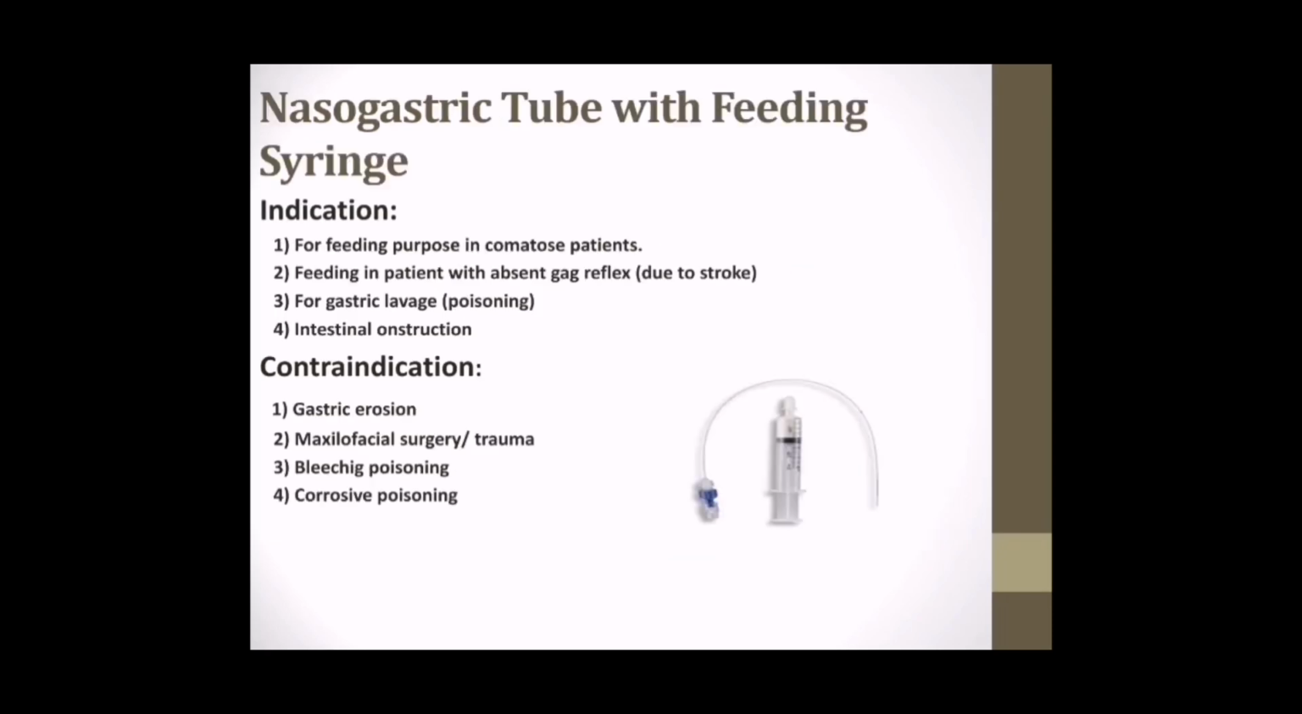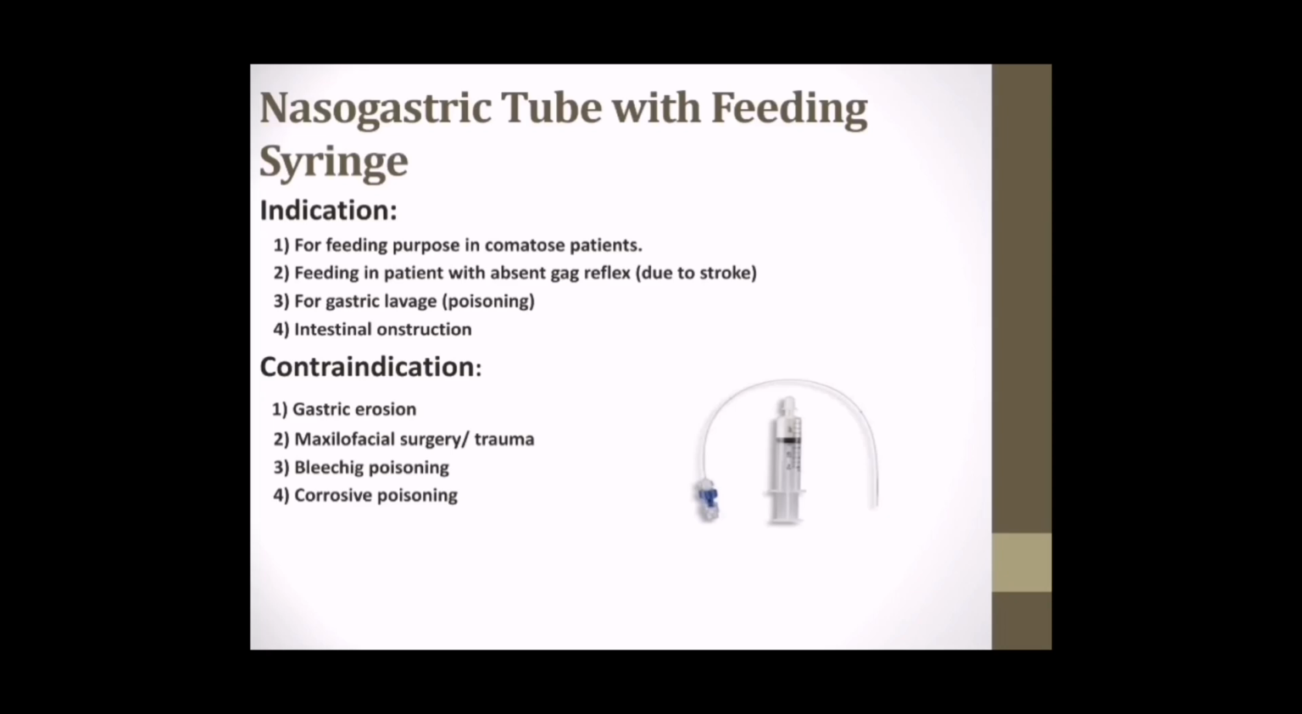Nasogastric tube with feeding syringe. Indications: number 1, for feeding purpose in a comatose patient. Number 2, feeding in a patient with absent gag reflex due to stroke. Number 3, for gastric lavage in poisoning. Number 4, intestinal obstruction.